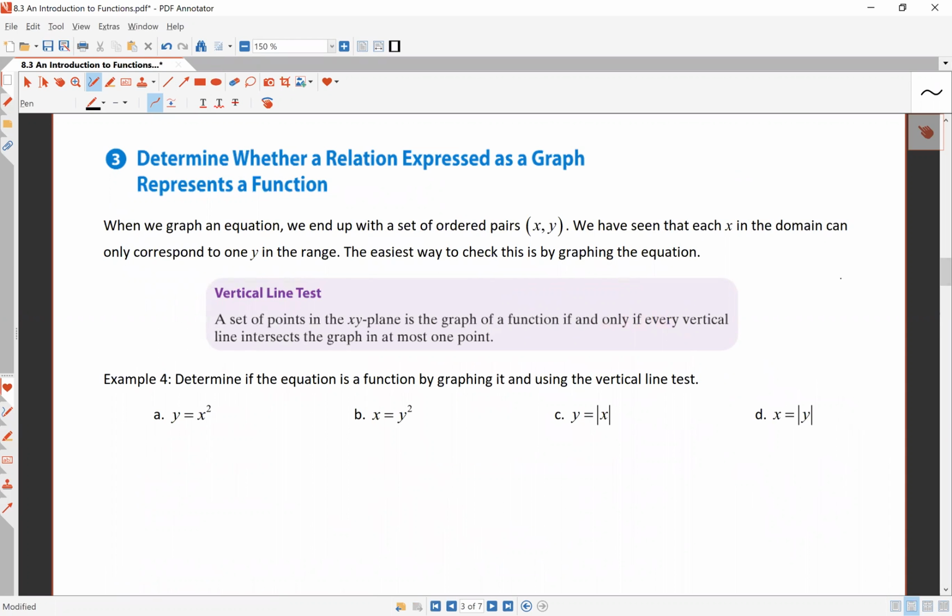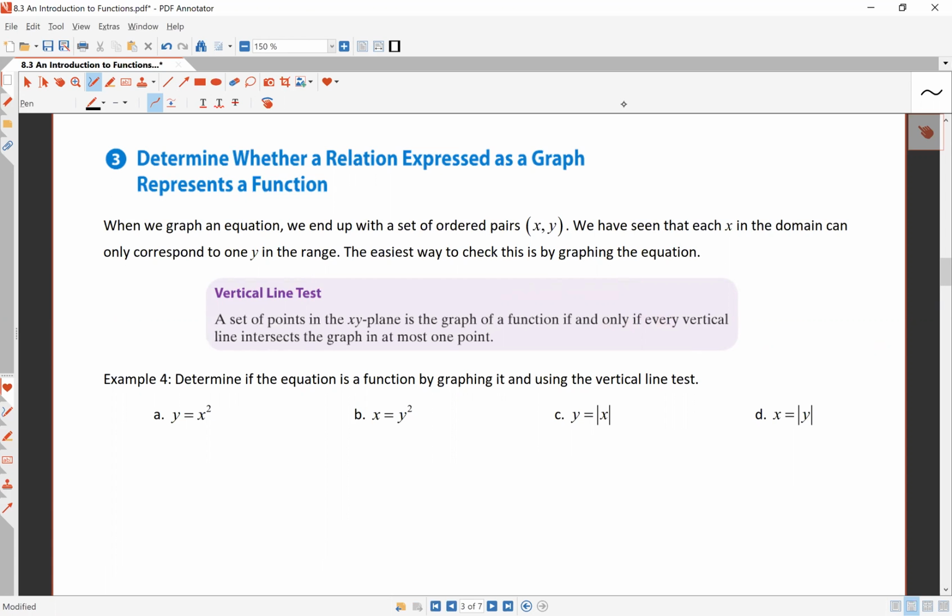When we graph an equation, we end up with a set of ordered pairs, x, y. We've seen that each x in the domain can only correspond to one y in the range in order for it to be a function. The easiest way to check this is by graphing the equation.